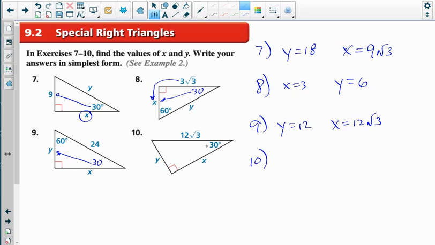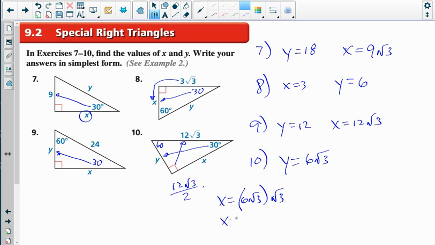Number 10, 30 degrees is opposite the short side, 90 degrees is opposite the hypotenuse. We would divide 12 root 3 by 2 to get the short side. That means that y is equal to 6 root 3. And then x is the long side. It's going to be opposite the 60-degree angle. And we would take the short side, which is 6 root 3, and we would multiply it by root 3 to get the long side. So x would equal 6 times the square root of 9. Square root of 9 is 3, so x would be 3 times 6, which is 18.